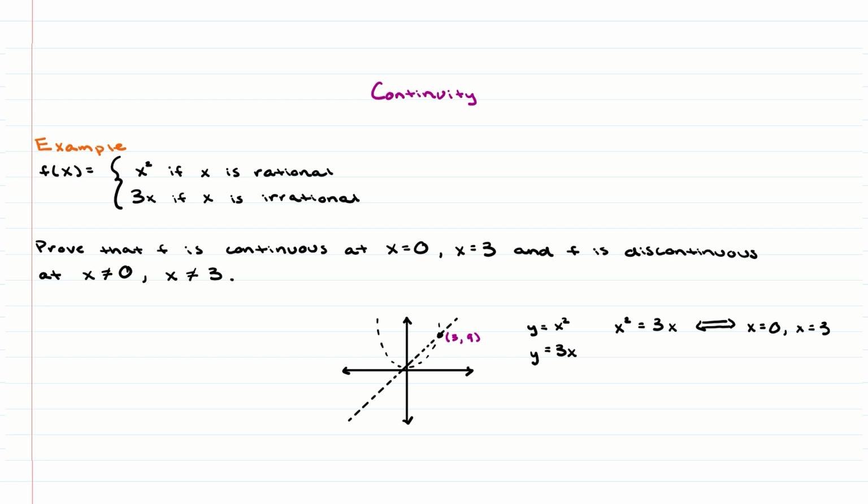Okay, so I went ahead and graphed our function. x squared should equal 3x if and only if x equals 0 or x equals 3. Now, as I mentioned, in this tutorial we're going to be proving that f is discontinuous at x does not equal 0 or x does not equal 3. So for us, we need to show that x squared does not equal 3x if and only if x does not equal 0 or x does not equal 3. Alright, so let's move on to our proof.